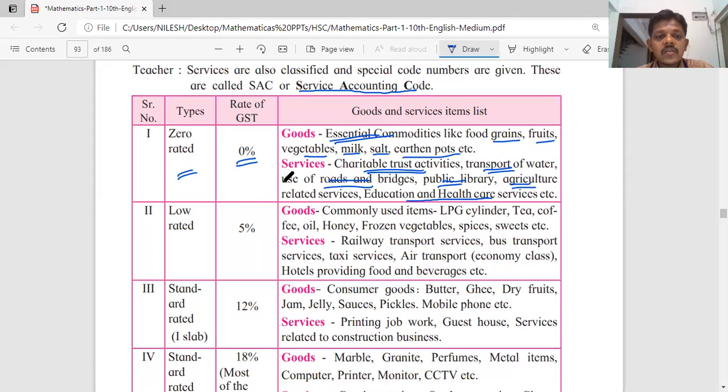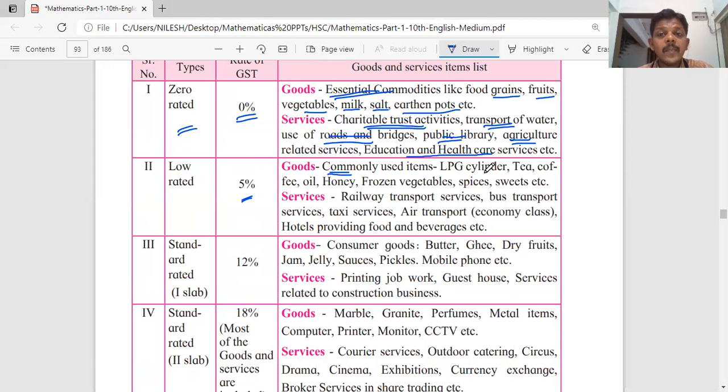Commonly used, so 5%. Like what? LPG cylinder, tea, coffee. Abhi dekha humne, tea, coffee ko 5% tha total. Oil, honey, frozen vegetables, spices, sweets were 5%. Commonly used services like railway transport, bus transport, taxi, air transport, hotels providing foods and beverages all come under 5% because they are commonly used.